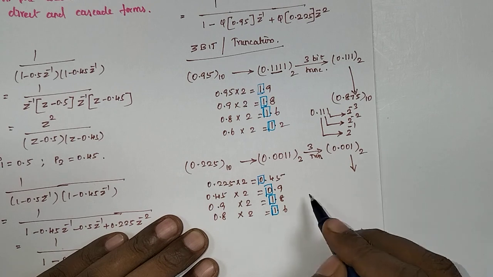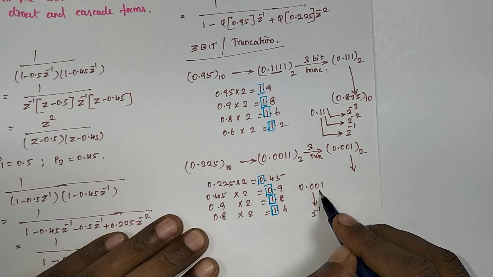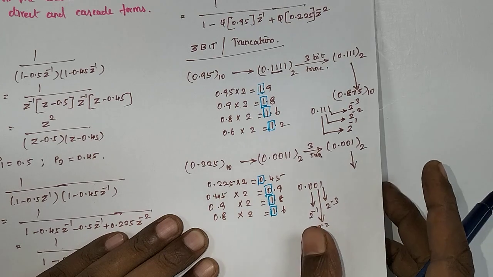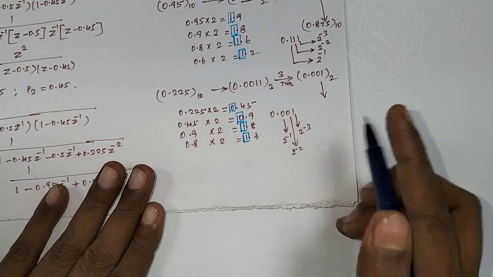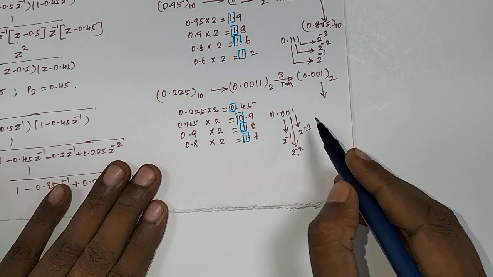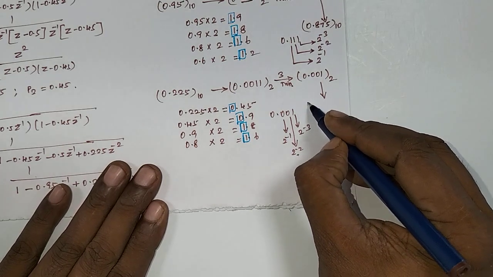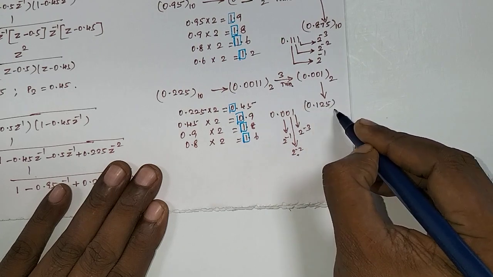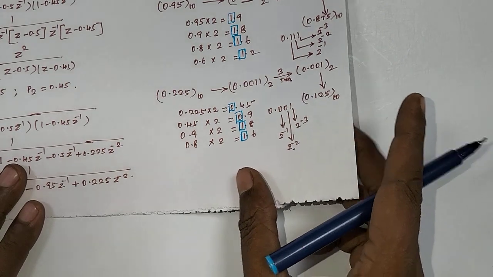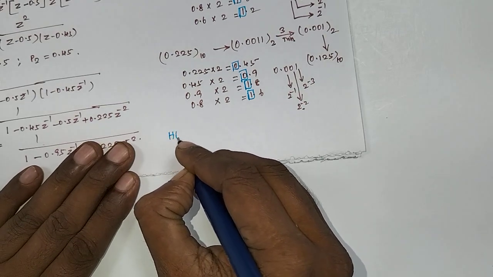For 0.001, that is 0.001, 2 power minus 1, 2 power minus 2, 2 power minus 3. Add all these things: 0 into 2 power minus 1, 0 into 2 power minus 2, 1 into 2 power minus 3, that is 1 by 8. That value is equal to 0.125 base 10.